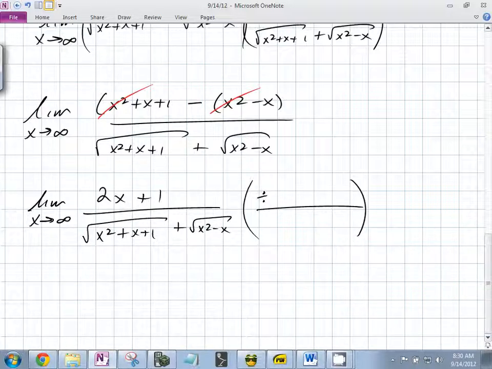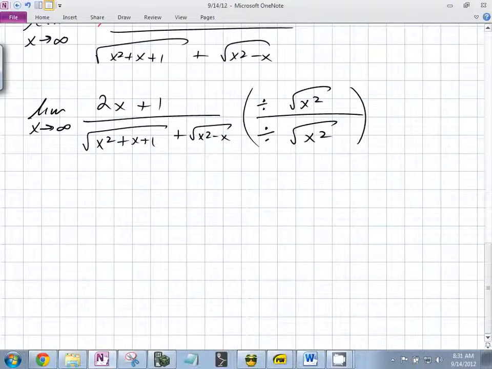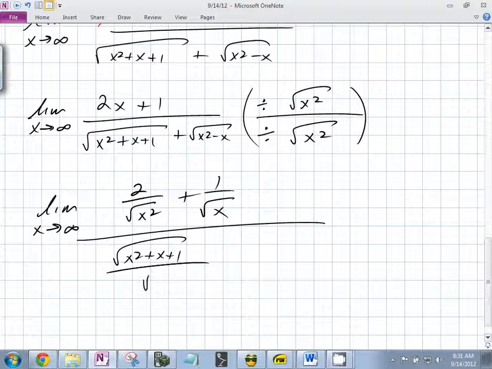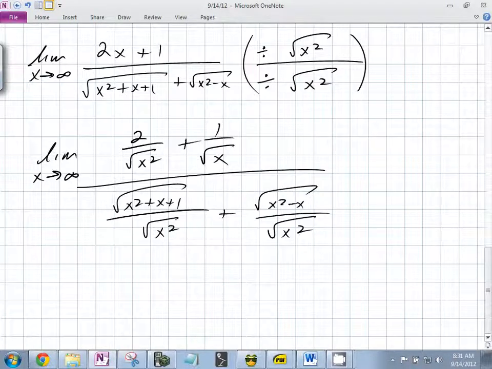Do you remember this when we were proving one of the limits? You have to be very careful. When you have square roots or radicals, you have to be very careful. What is the square root of x squared? So you are effectively doing this. The limit as x goes to infinity of 2 plus 1 over x, over the square root of x squared plus x plus 1 over x squared, plus the square root of x squared minus x over x squared.